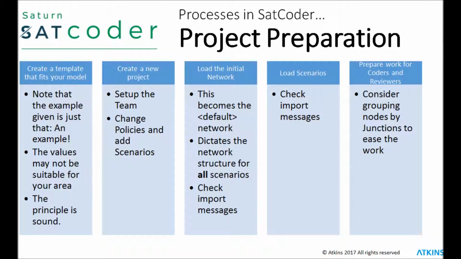First of all, you would have to create a template that fits your model, and then you would have to create a new project using that template, and you would load the initial network, which dictates the structure for all the scenarios. Then you would have to load scenarios, and check all the import messages that you get from both. That's quite important. You might have to edit your DAT file to make it fit the format that SatCoder accepts. And then in the end, you'll have to prepare the work for coders and reviewers.